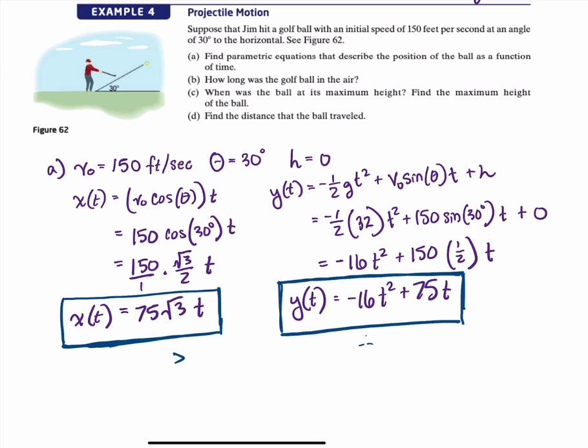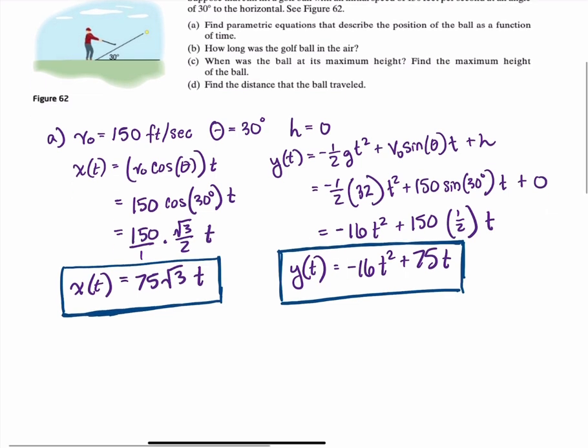So now that we have this model, we have this way of describing the point in space at any given time, we can answer some questions about the position of our ball. So part B says, how long was the golf ball in the air? So we want to find the total amount of time that passes.